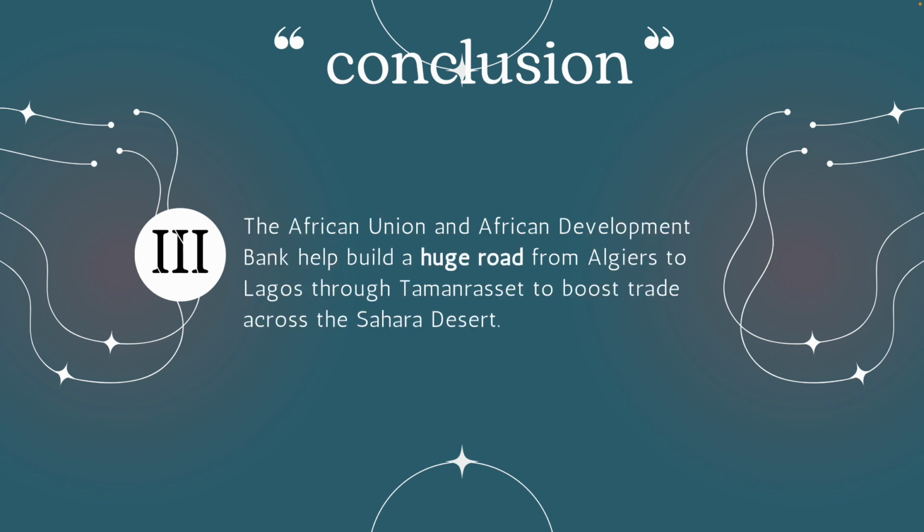And then finally, we see that the African Union and the African Development Bank helped build a huge road from Algiers to Lagos through Tamanrasset to boost trade across the Sahara Desert, and hopefully this will lead to other expansions of other kinds, maybe not just roads, maybe rail, who knows, but it's a positive thing, and hopefully it will continue to boost trade across the Sahara Desert.